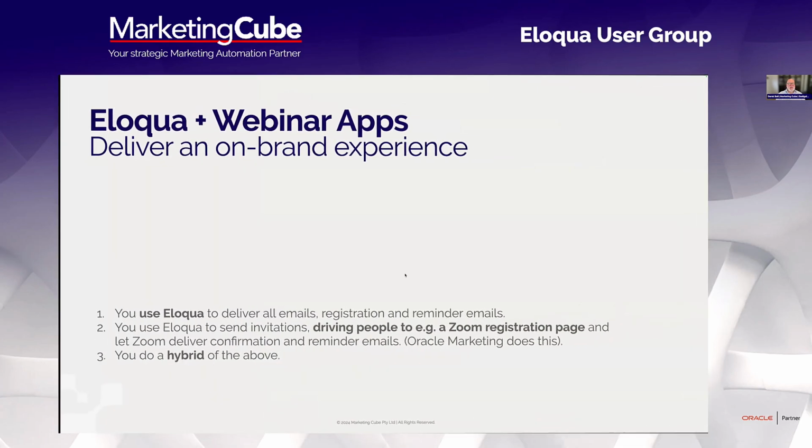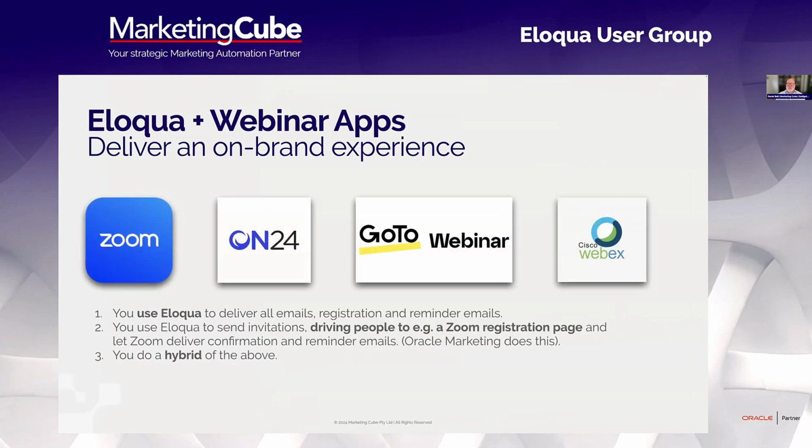All right, so Eloqua and webinar apps. From an app point of view, the webinar apps are probably right up there with the more popular apps that people are adding. These four particular apps are probably the most popular, and from memory, I'm not sure there are others beyond this, but don't hold me to that. These are the four that we see being used all the time. Zoom and On24 are probably the most popular. GoToWebinar and WebEx have been around for a long time, and they've been integrated with Eloqua for a long time as well. And we certainly have clients using all four of these.